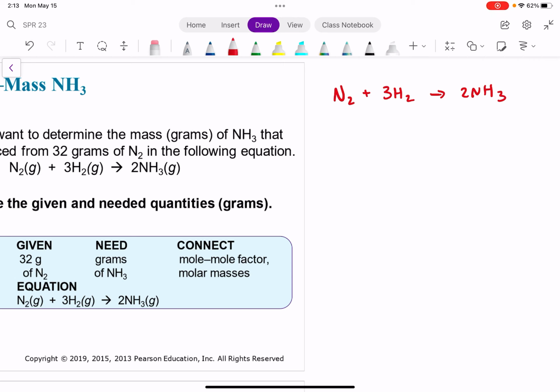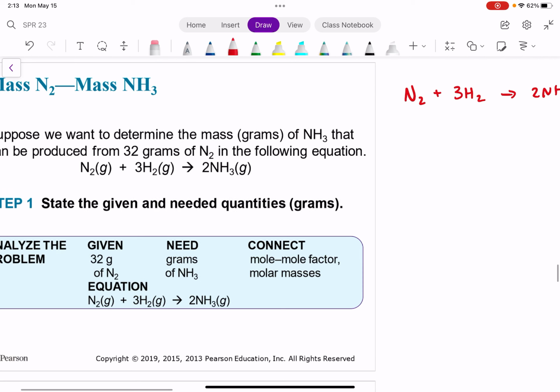Yeah, it's balanced. So we have 2 nitrogens on the left, 2 on the right, 6 hydrogens on the left, and 6 on the right. Okay, so this is balanced. Perfect.